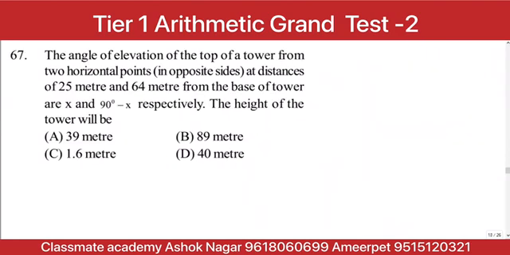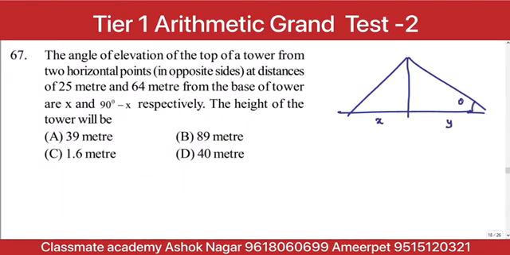The angle of elevation of a top of a tower from two horizontal points at a distance of 25 meters and 64 meters. From a top of a tower, if two distances are 25 and 64, even if it is x and y, if these angles are x and 90 minus x, or theta and 90 minus theta, if they are supplementary, what do we know about it? Height. Height is equals to root over xy. Why? Because take tan theta. What is tan theta? H by y.